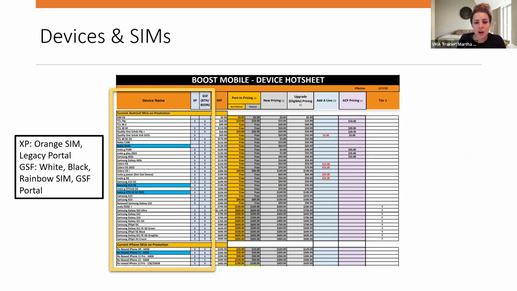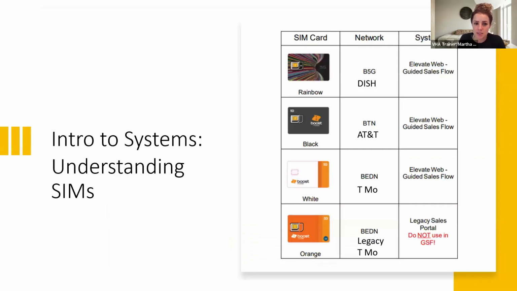So let's talk about the SIMs. As I mentioned, there are 4 different SIMs out there. We have our rainbow SIM, our black SIM, our white SIM, and our orange SIM. The orange SIM is our legacy SIM.